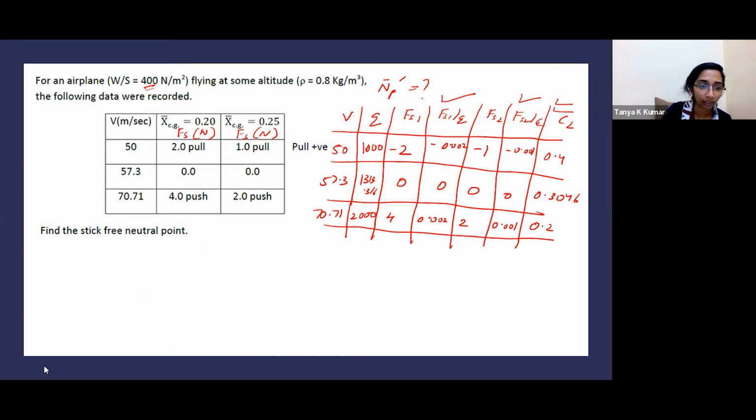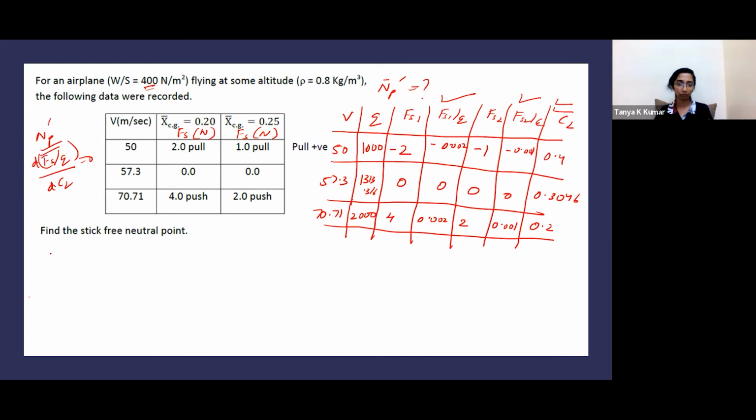So your CG location at which your dFs by Q by dCL is 0 is your neutral point. So neutral point is dFs by Q by dCL equal to 0. That's how your neutral point, stick free neutral point is defined.